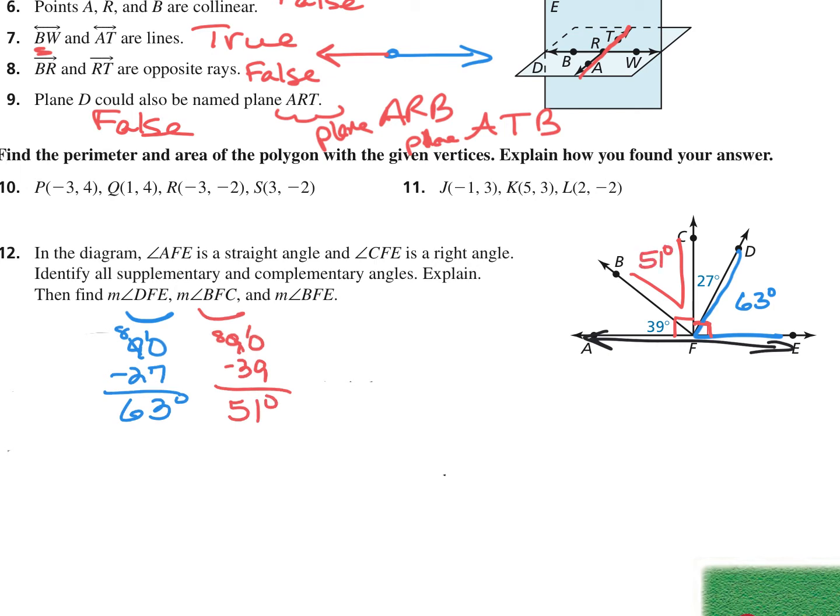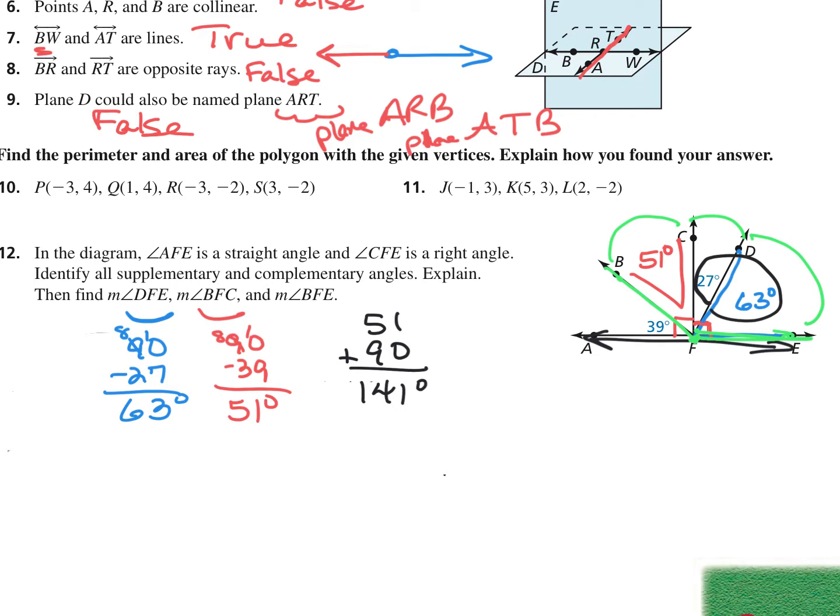And then the last one that they want me to find is from B to F to E, right here. So I can get away with using my angle addition, and I can add the 51 plus the 27 plus the 63, and that'll give me the total. Also realize that these two are complements, they're 90. So really all I have to do is 51 plus 90, and I get 141.